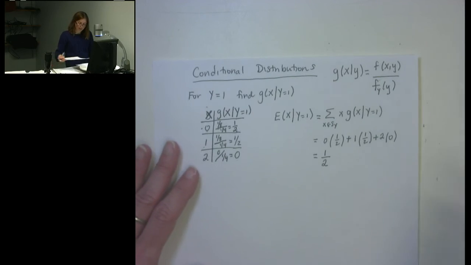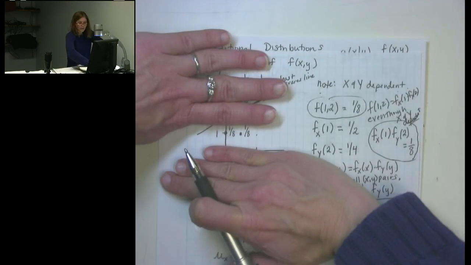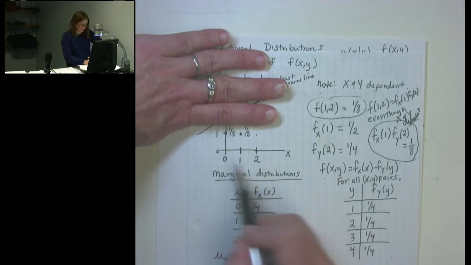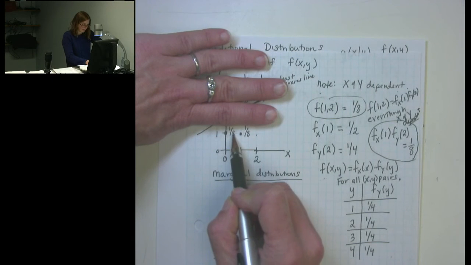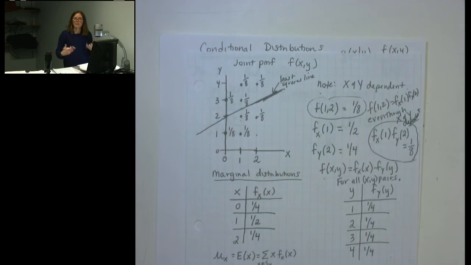And again, this makes sense if we look at it. We're looking only here. We've got two outcomes at 0 and 1 that are equally likely, so it makes sense that the expected value would be halfway in between. Right? Just sort of instinctively, it's a sensible value.